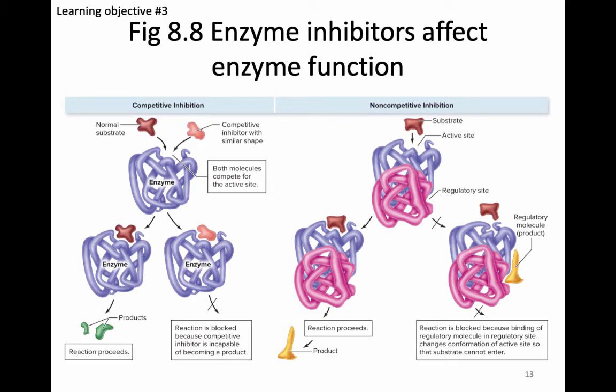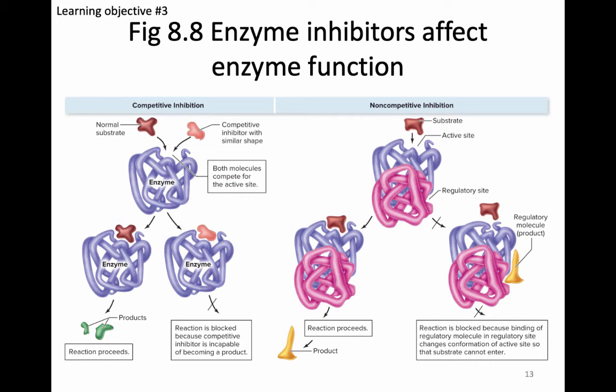When the substrate binds to the enzyme active site, the reaction proceeds and the substrate is formed into products. When the competitive inhibitor binds at the active site, it blocks the substrate from binding there and the reaction is blocked, so products are not formed. So both the substrate and the competitive inhibitor bind at the active site.